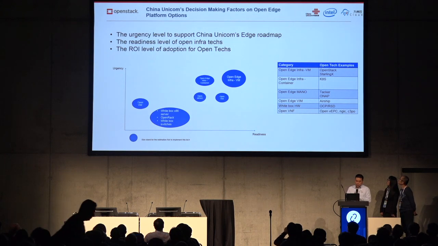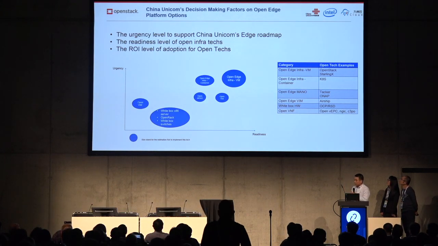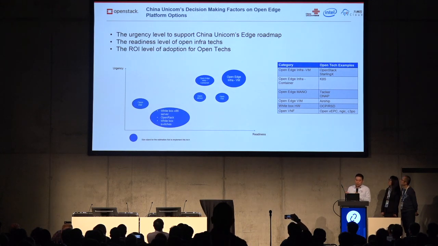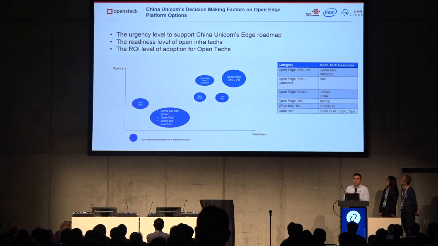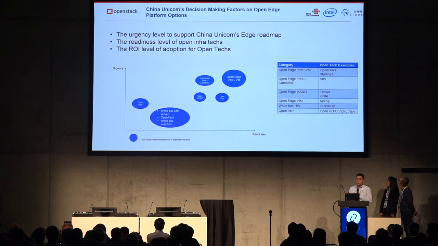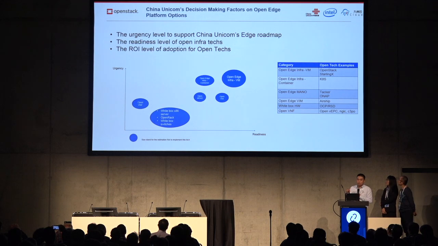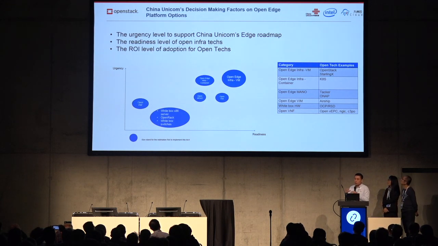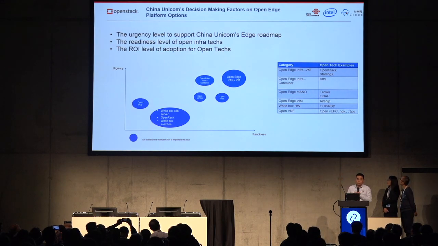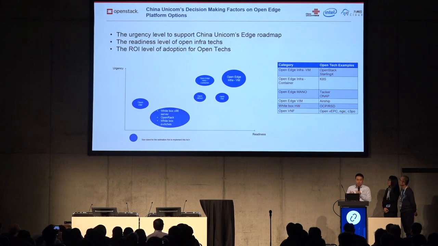The decision-making factors: this is a diagram showing three angles. One is readiness: is the module mature enough to support a production environment? Second is urgency. Because the edge business is emerging, we should decide to get into this area as soon as possible. The third one is ROI, the size of every circle: when we replace with this open technology, what's the return we can get?